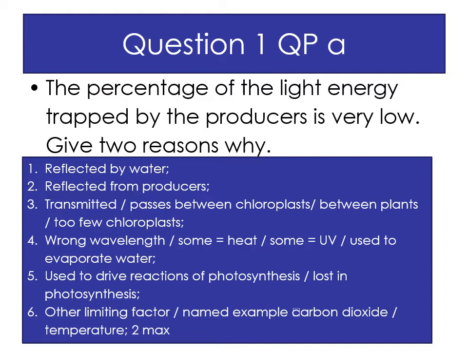So because some of the light energy is reflected by water or reflected by the producer. Now, whether they're going to give that second mark point without you saying reflected from, I would say number 2 and number 4 are basically the same thing. The idea of having the wrong wavelength. If the light energy is reflected, it's because it's green light and that's the wrong wavelength for use by the chlorophyll. So you've got to be careful to write 2 very different ideas here.